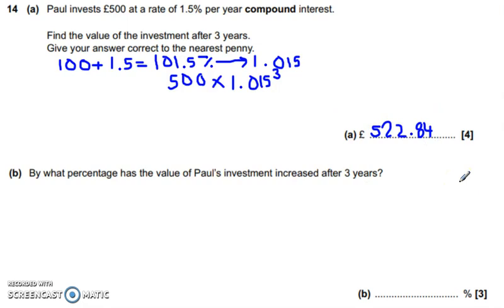Part B says, by what percentage has the value of Paul's investment increased after 3 years? So now we've gone from an interest question to a percentage change question. So what we need to do is take the amount that Paul has after the 3 years, £522.84, take away what he originally started with, so we're going to take away that £500, over his original amount, which was 500.